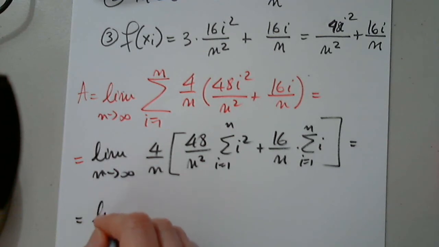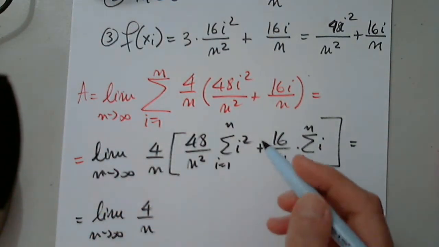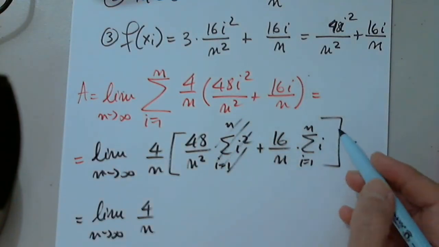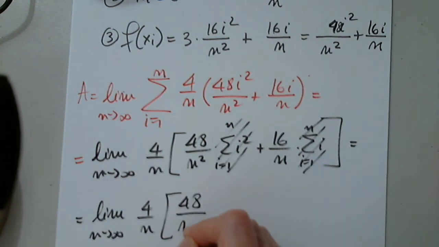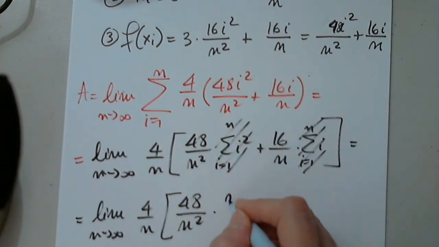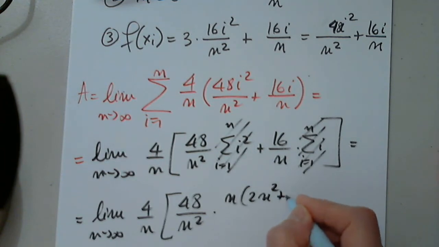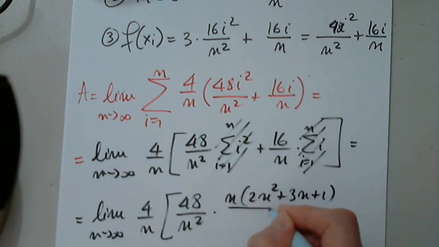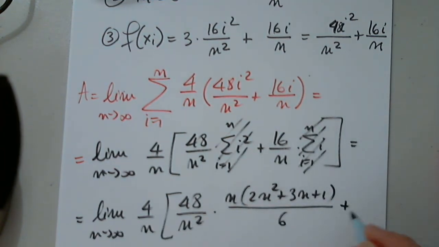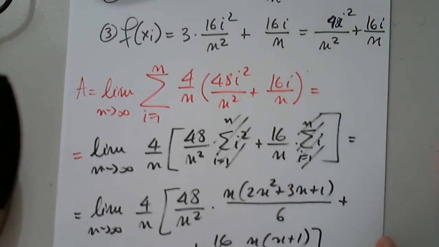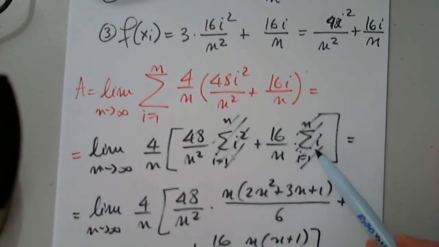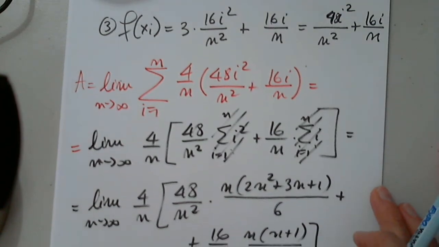So then, the limit as n approaches infinity of 4 over n. Remember that this has to be replaced as well as this. So I have 48 over n squared, and this is the ugly one, n times (2n squared plus 3n plus 1), I already multiplied it, plus 16 over n plus 1 divided by 2. So these are those four identities that you have to have ready for the test and the final.